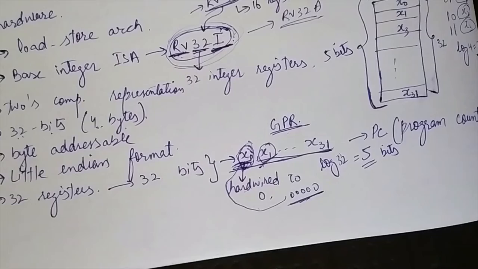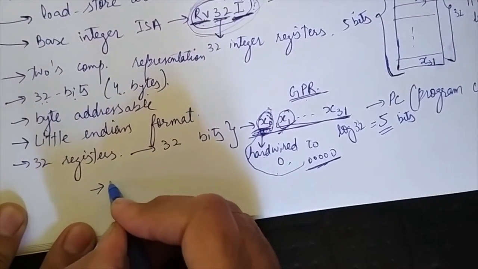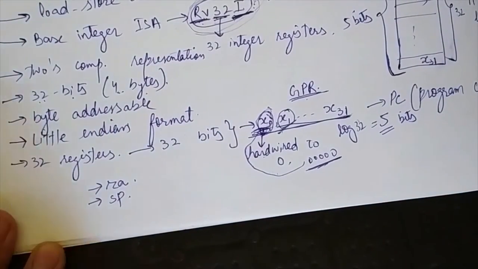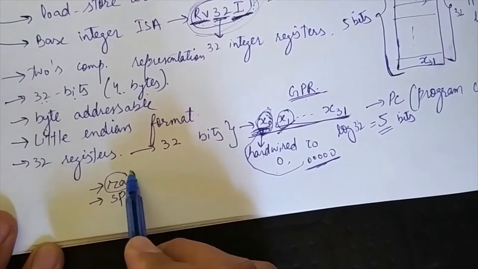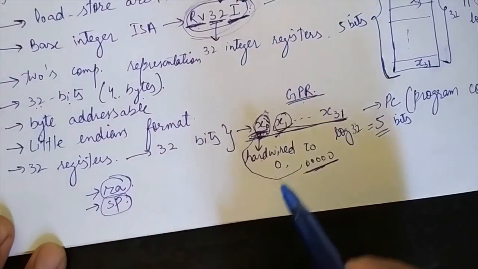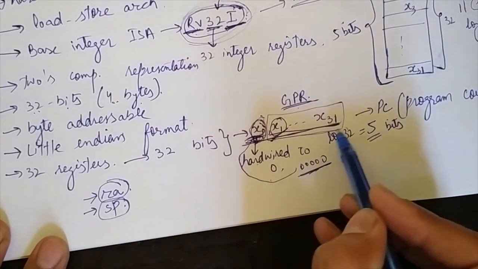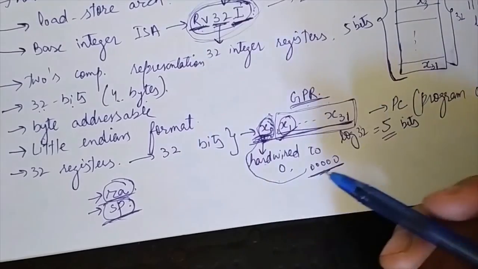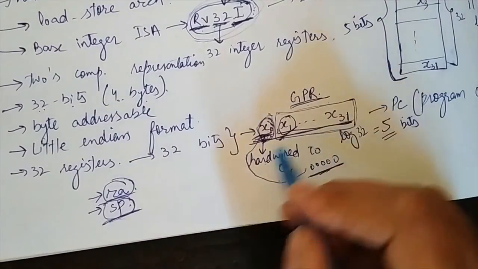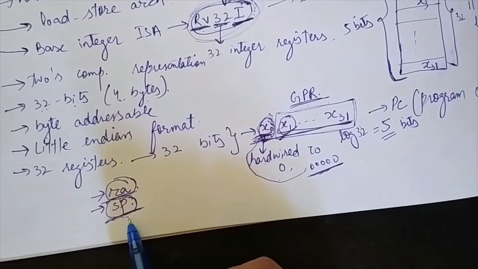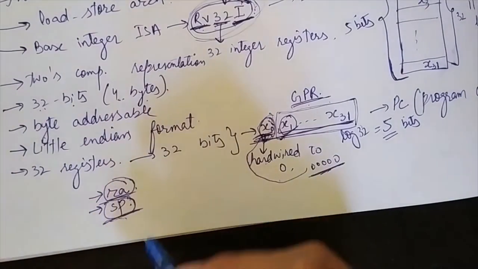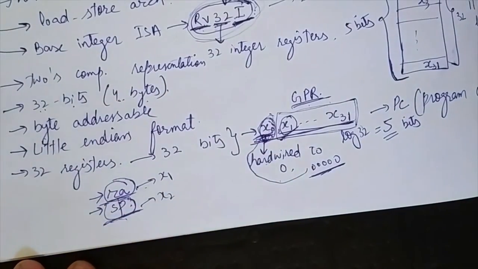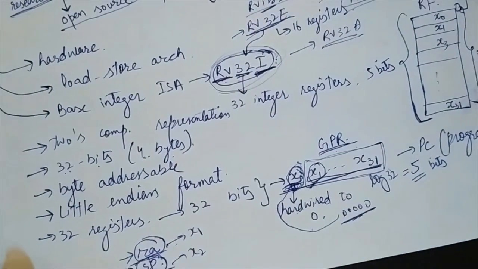In our previous lectures, we discussed that we require some other registers also. For example, we require a return address register. We require a stack pointer. In RV32I, we don't have a separate return address register and a separate stack pointer. Instead, we use registers from the general purpose registers to store our return address and stack pointer. You can use any register of your choice, X1 to X31, to store your return address and your stack pointer. But the common standard that is followed is that X1 should store the return address and X2 should store the stack pointer.